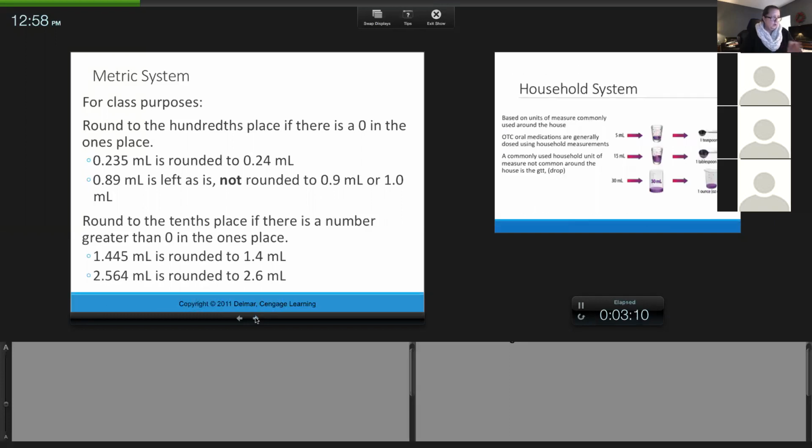If you had 2.564, the 6 rounds the 5, and then that would be a 2.6. So again, if you have something in the ones place, 1, 2, 7, 8, 9 point something, you can round to the place closest to the decimal, which is the tenths place.